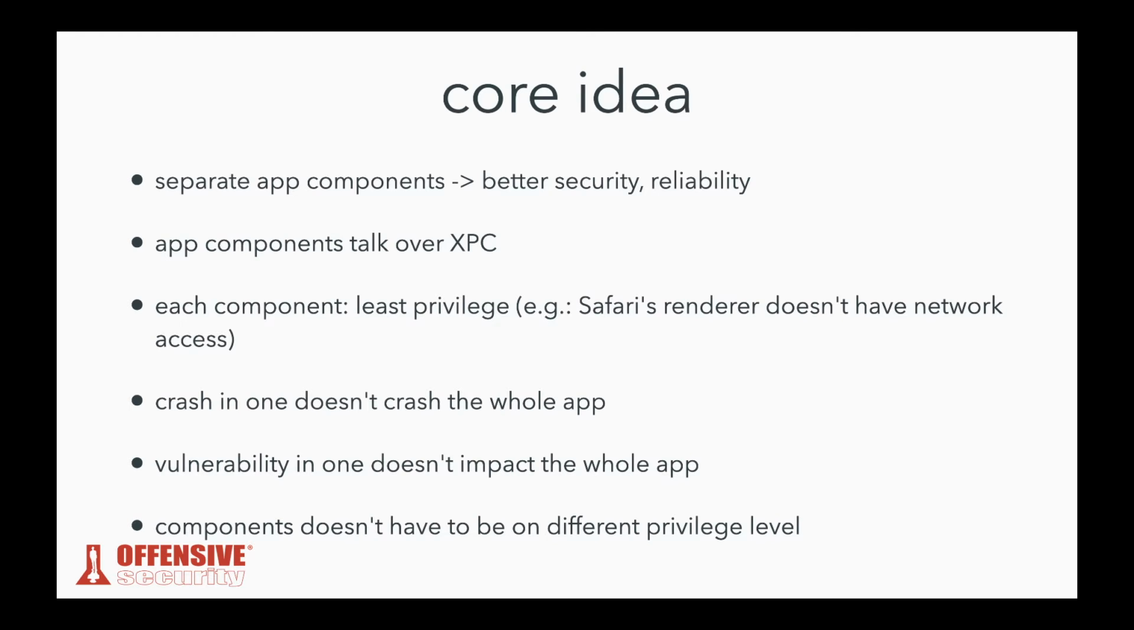For example, in Safari, the web browser, we have a component which is the rendering service, and it will not have any network access because it doesn't need it. It just needs to transform the HTML page into a visible website. The main application can send over all of the website content, and the renderer will process and display it. It doesn't need network access.